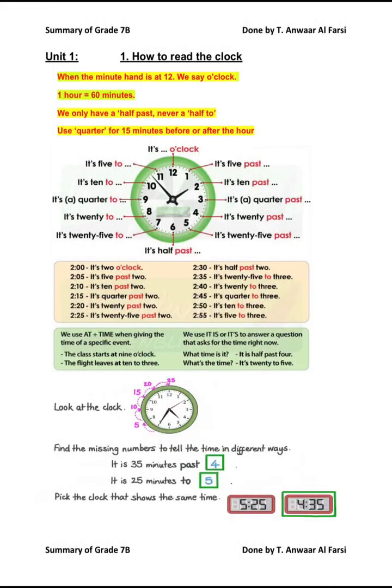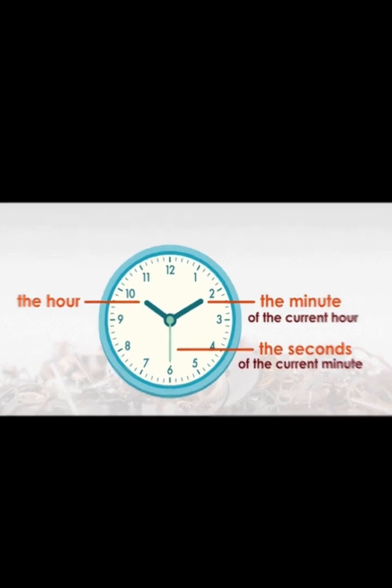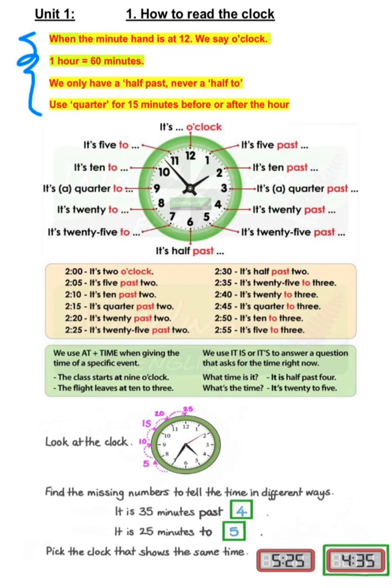Okay, so the most important thing you should know is that the short or small hand tells you the hour, and the long or big hand in the clock tells you the minute of the current hour, and the thinnest hand indicates the seconds of the current minute. So here we have, when the minute hand is at 12, we say o'clock, and 1 hour is equal to 60 minutes. We only have a half past and never a half to.